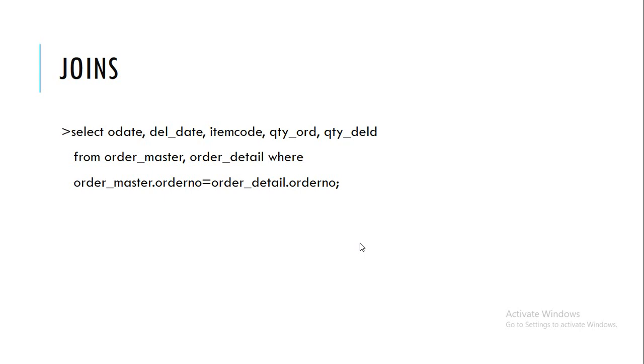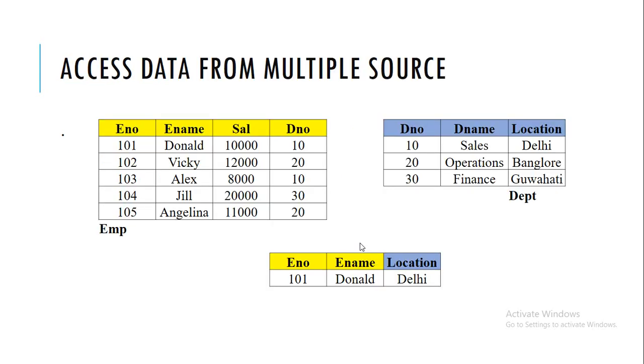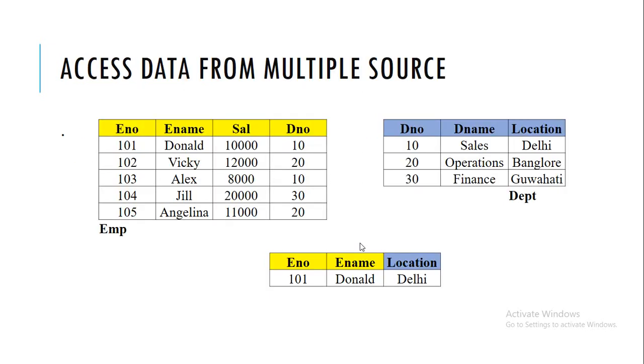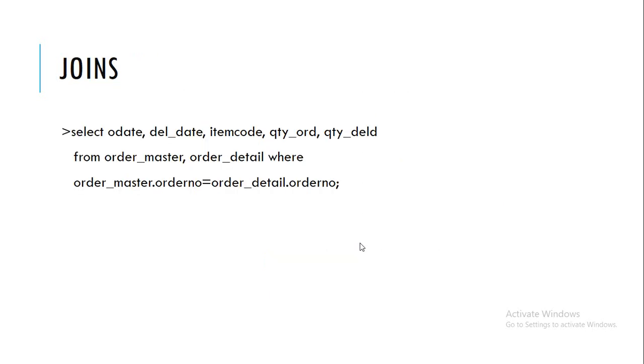Multiple rows can also be displayed. Similarly, suppose I want to retrieve employee number, employee name and location. I can issue the command: select employee number, employee name, location from emp, dpt, where emp.dnumber equals dpt.dnumber. I can write it just in this way. In an organization, situations arise when we have to collect data from different tables, and for that purpose join is there.